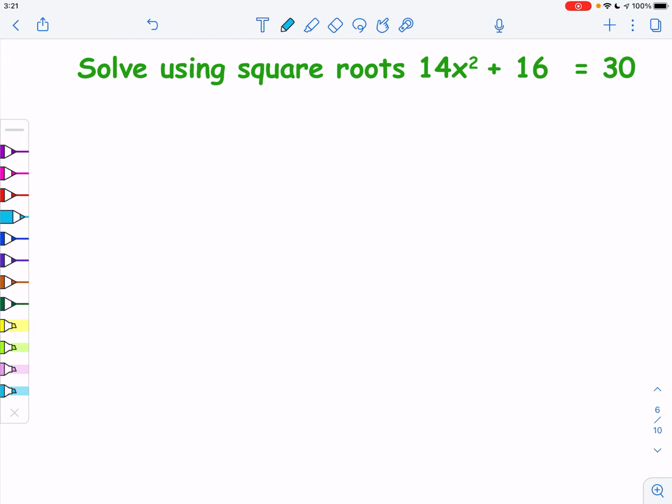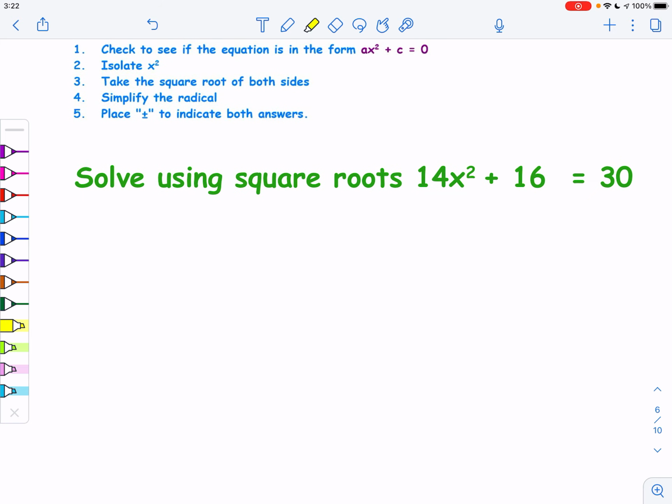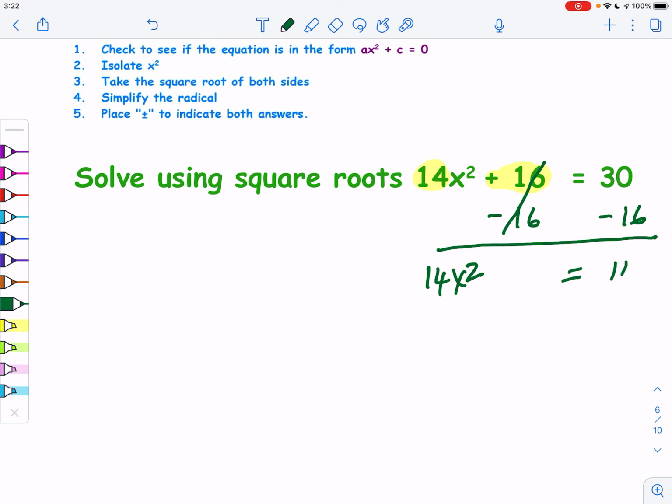Okay, in this one, in order to isolate x squared, we need to do a couple of things. We need to get rid of this 16 and then this 14. Let's start with 16. Subtract 16 on the left, subtract 16 on the right of the equal sign. You're left here with 14x squared. 16 minus 16 is 0. 30 minus 16 is 14. Since we're multiplying x squared by 14, to get rid of it, we divide by 14. That's gone, so x squared equals 1.